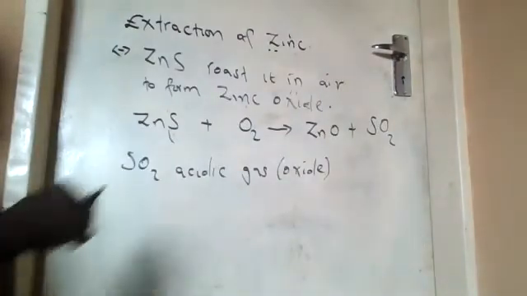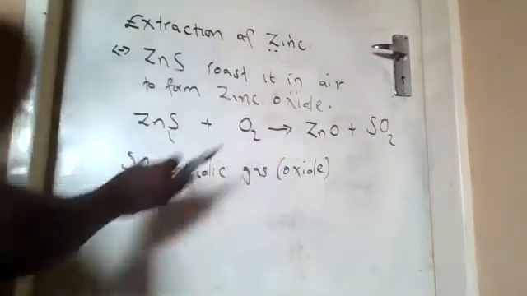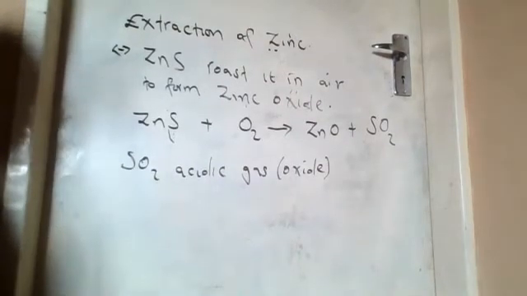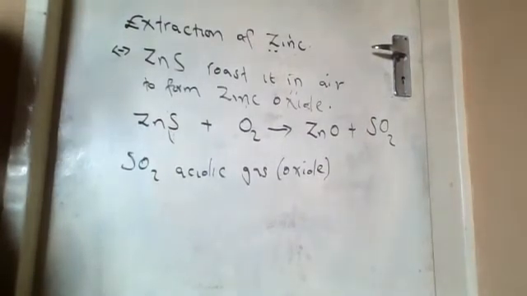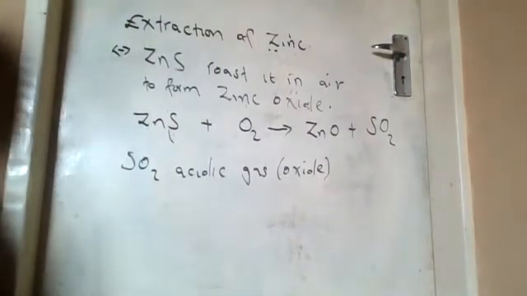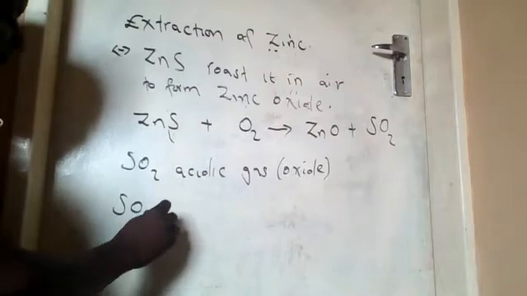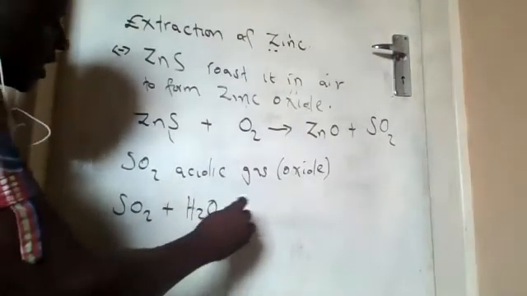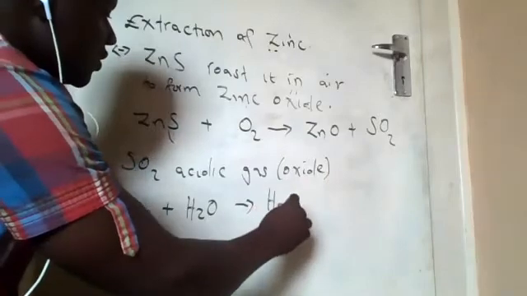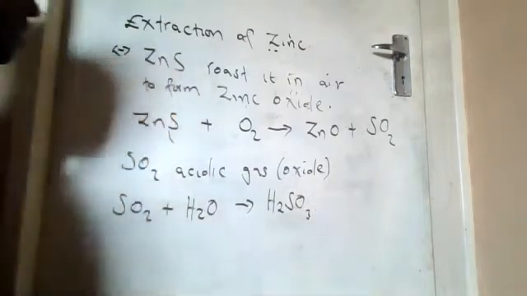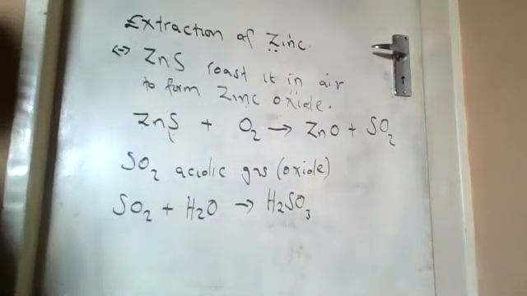So this sulfur dioxide is an acidic gas or an acidic oxide. Before I go on to explain what's happening in the equation, why are we saying sulfur dioxide is an acidic gas? It is because when sulfur dioxide reacts with water, it forms an acid. This is called an acidic oxide because when sulfur dioxide reacts with water, what is formed is H2SO3, which is sulfurous acid. So that is the reason why this one is considered to be an acidic gas.